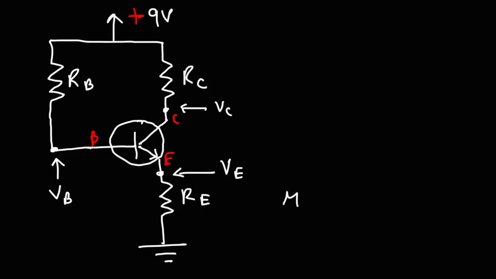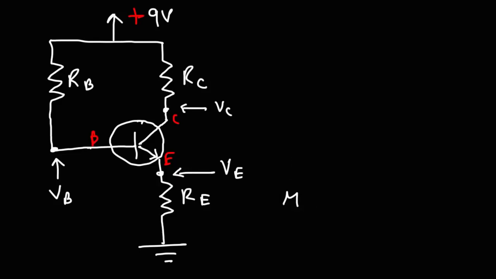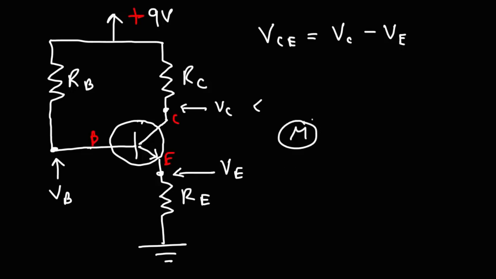So if you were to connect a multimeter to point E and the ground, the voltage that you would read is VE. VCE is the difference between potentials VC and VE. So if you connect a multimeter between points C and E, the voltage that you'll get is VCE.